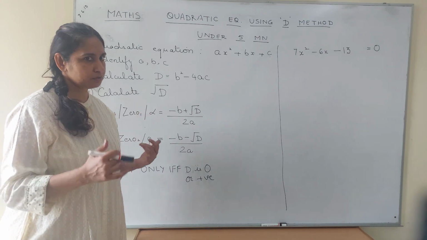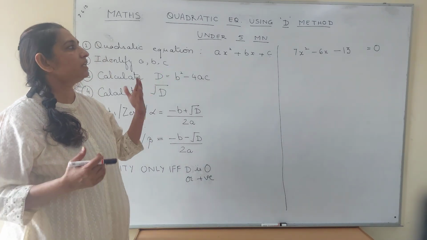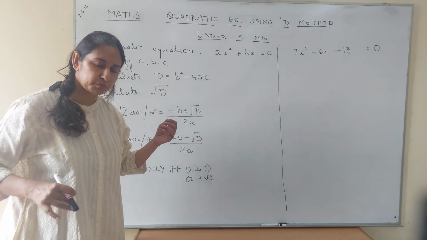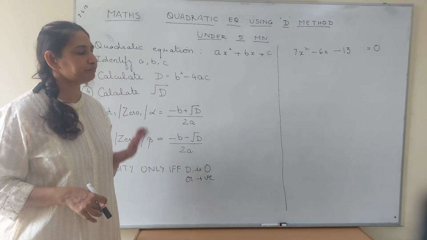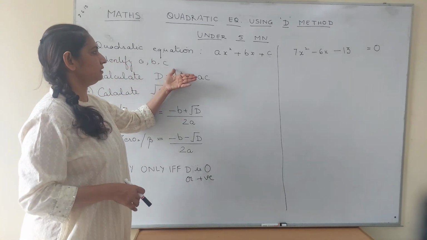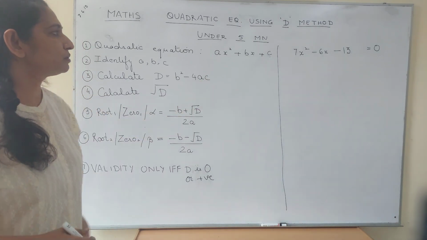Splitting the middle term, you have to apply some brain. D is a very mechanical method. You just start writing, follow the procedure and you will get the answer. Now what's the procedure? First is to identify a, b, c, the coefficients.